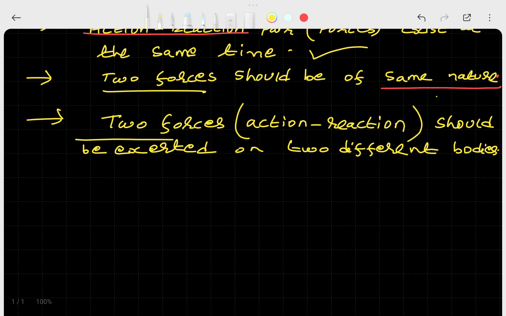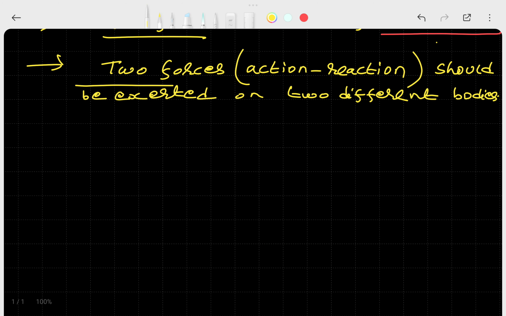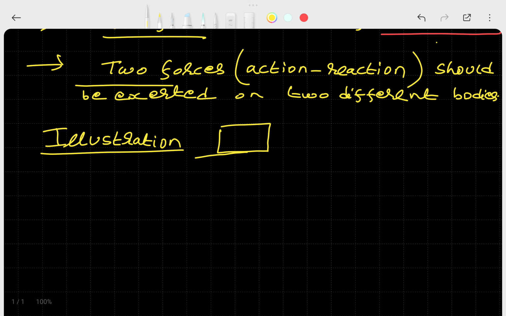So see, we'll try to understand by taking one illustration. Let us say one block is placed on the ground or table. Let this be the table or ground, and let the block's mass be m. Now if you draw the free body diagram, this block is static, it is not moving, it is at rest on the ground.